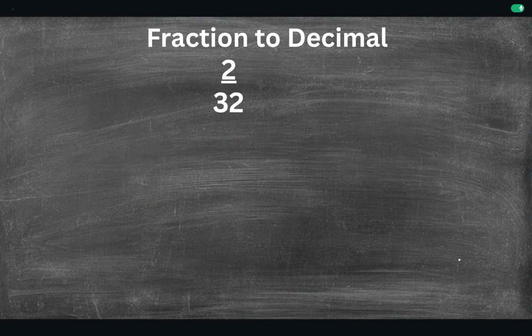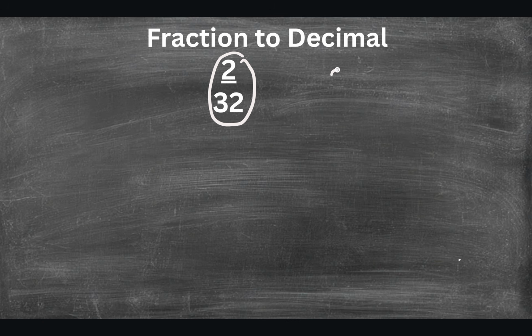Let's go over how to convert this fraction 2/32 into a decimal. And 2/32 is used quite a bit in measuring if you have a ruler or a tape measure. So let's get started. We're going to divide the numerator by the denominator.